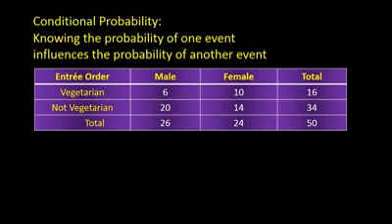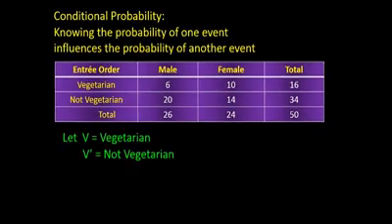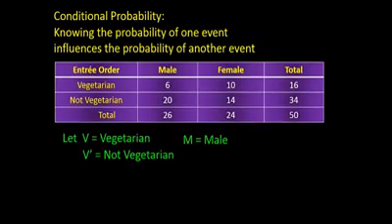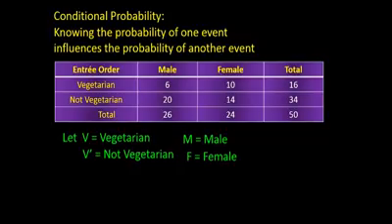So if we let V stand for vegetarian, and V prime stand for other orders, and M is for male, and F is for female, then the conditional probability of a vegetarian order, given we know the customer is a male, would be written as P(V|M), but it is read as the probability of V given M. The given information is always written after the vertical line, so it is always the probability of event A given event B. Here we are told the customer is male, so that's the given information, M for male, so we write the conditional probability V given M.